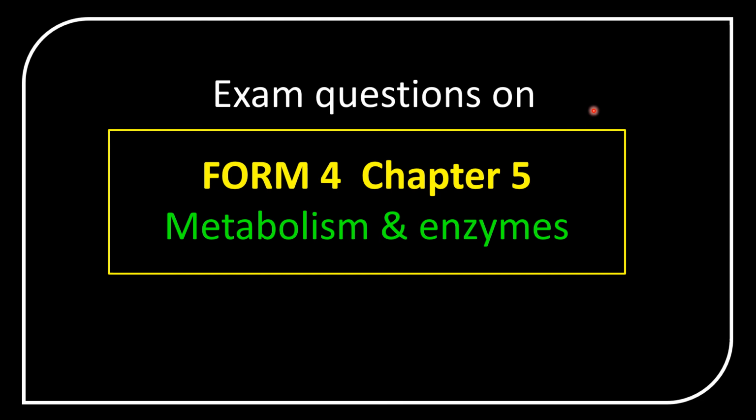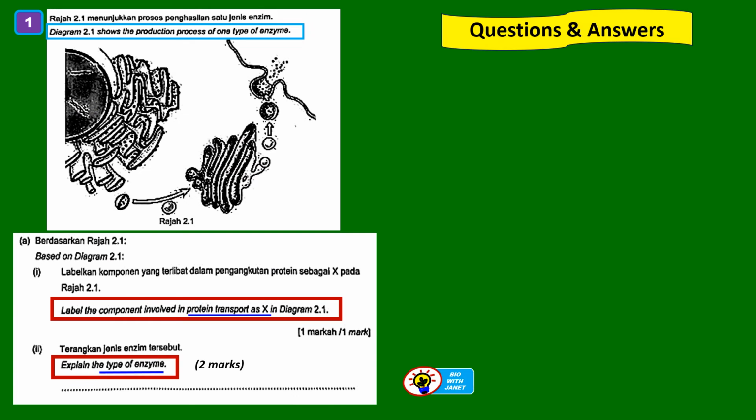In this last section of the video, we'll discuss some important exam questions on Form 4, Chapter 5 topic, Metabolism and Enzymes. So it's important to go through these questions. Don't skip it. Just go through it as you will learn more about how to answer questions related to enzymes. Now the first one is from one of the trial papers. I will list down the trial papers that have these questions later on for you.